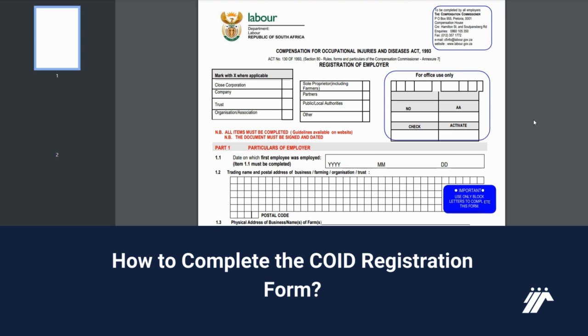Here is the COIDA registration form that will be submitted to the Department of Labor. There are 6 parts to this form. Can you please take us through part number 1, which is the particulars of the employer?